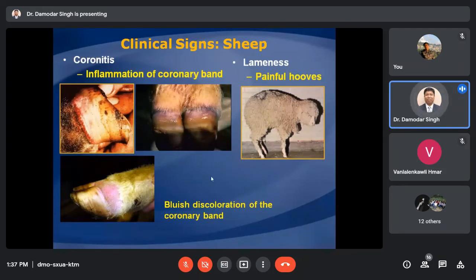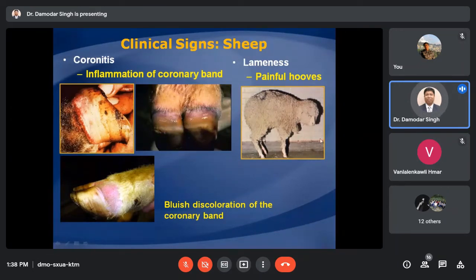Then one very typical sign, which in many question papers you may come across as a fill in the blanks, is bluish discoloration of the coronary band. As I am showing here, see this coronary band area. It is very typical and very much characteristic of affected sheep. It is an inflammatory reaction of the coronary band, where you will find bluish discoloration. This is very typical of bluetongue disease.